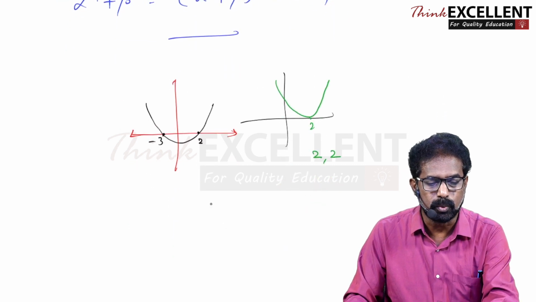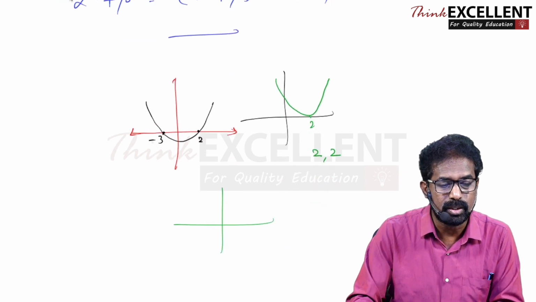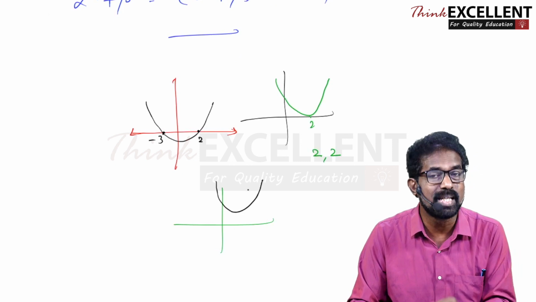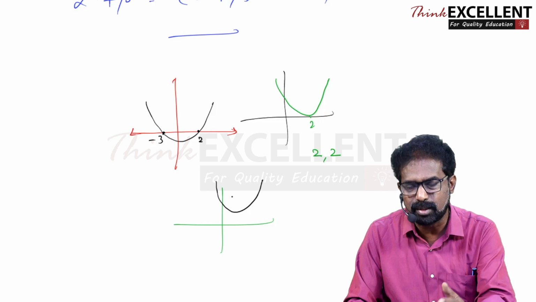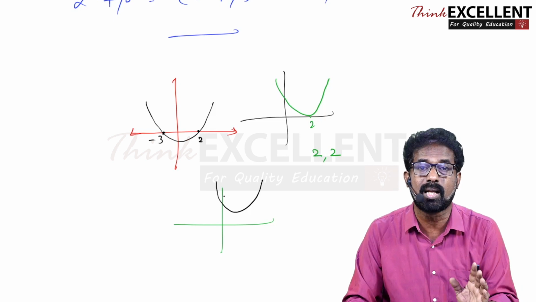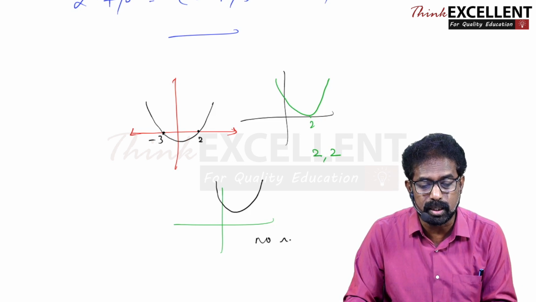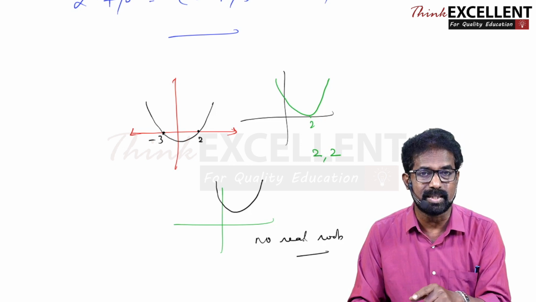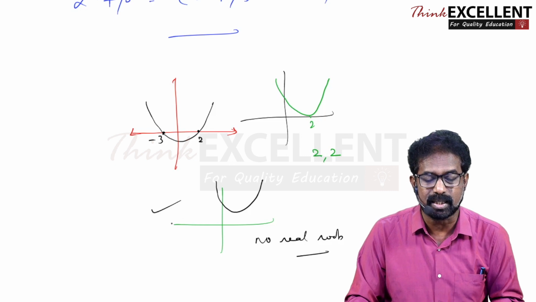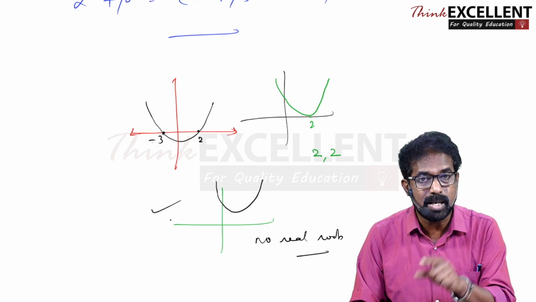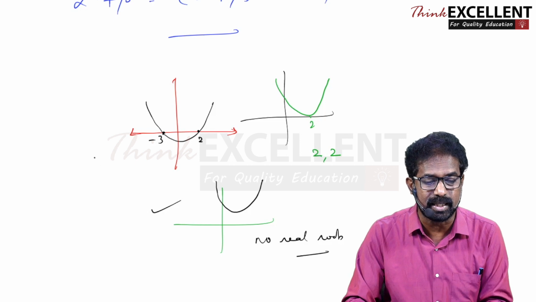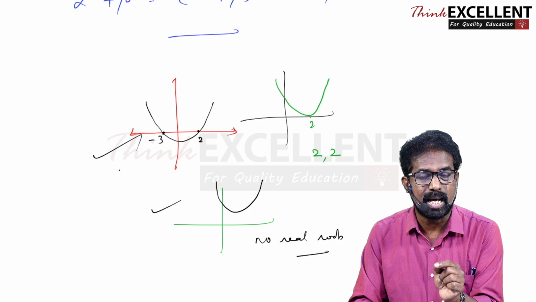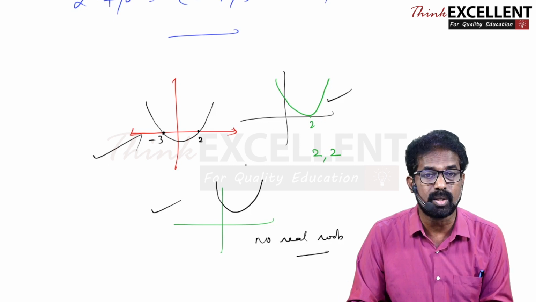And one more type is there. When you draw the curve, it goes like this. It never touches the x-axis; it neither intersects nor touches. That means there is no real root. That is the third case: roots are imaginary. Discriminant comes negative, and in that case the curve will be like this. Discriminant is positive: roots are real and distinct. Discriminant equal to 0: roots are real and equal, and in that case the curve will be like this.